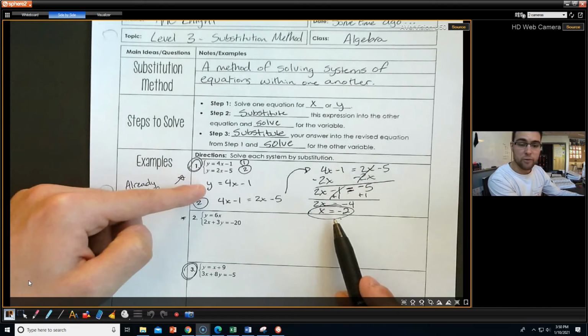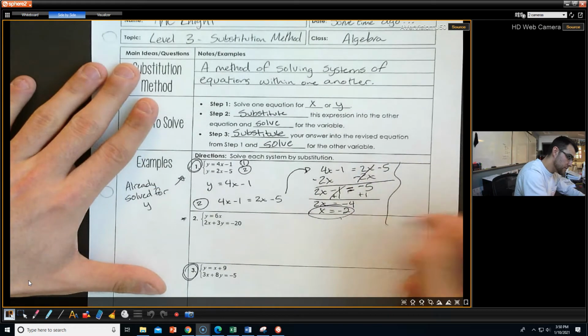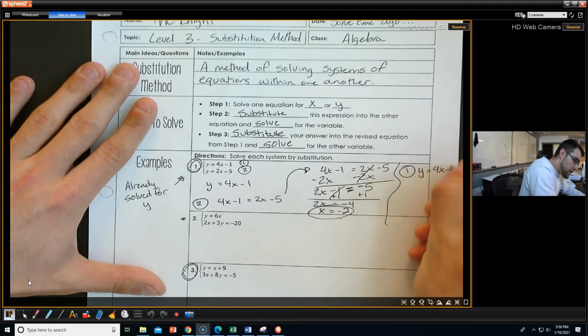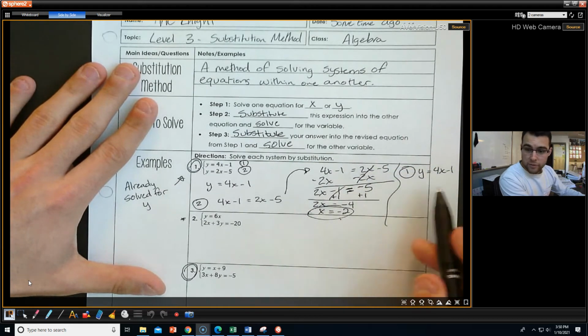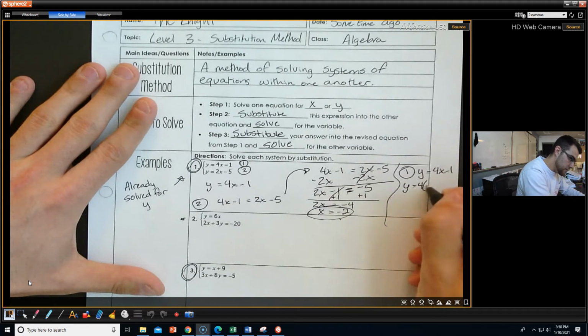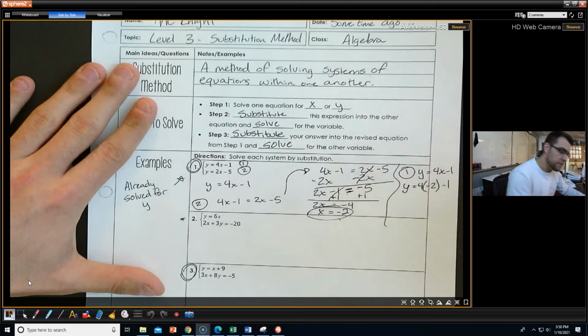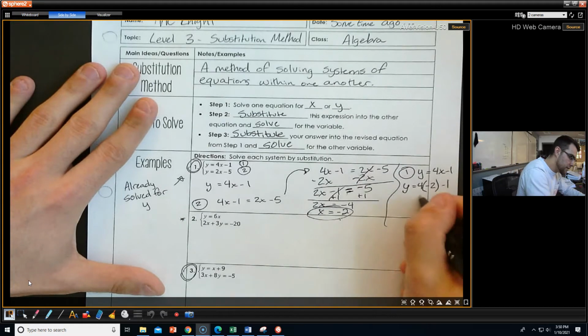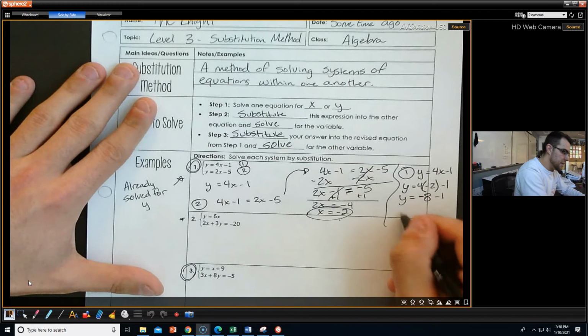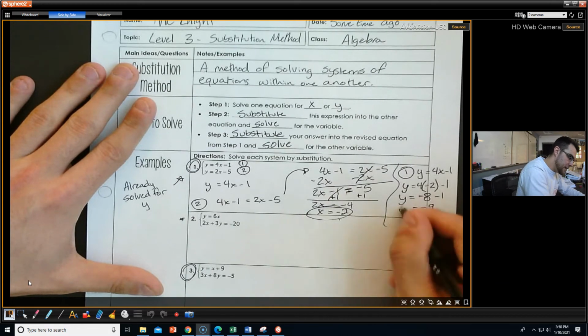Let's go ahead and do it with the y equals 4x minus 1. Let's do equation 1. Make some room. So y equals 4x minus 1. Now, instead of the x, I'm going to replace that with -2. So y is going to equal 4 times -2 minus 1. 4 times -2 is -8. And then minus 1, you're going to get y is equal to -9.